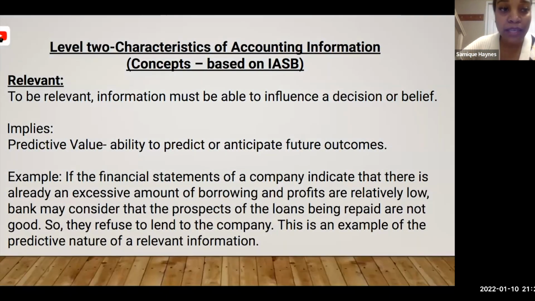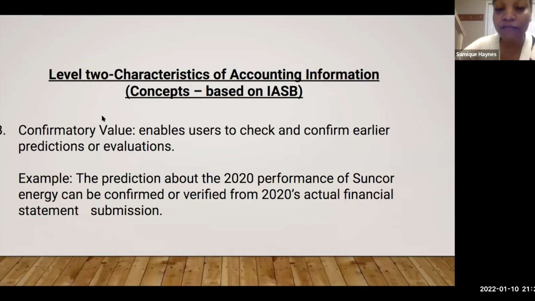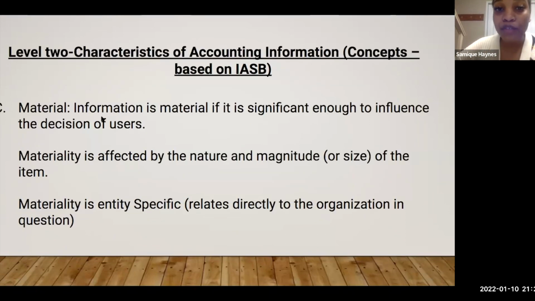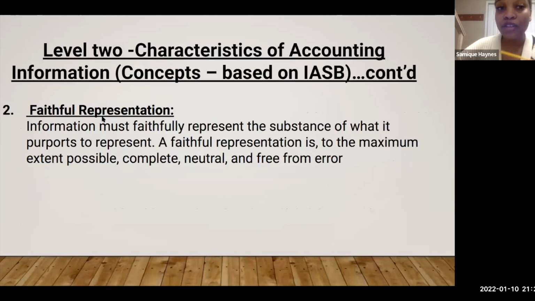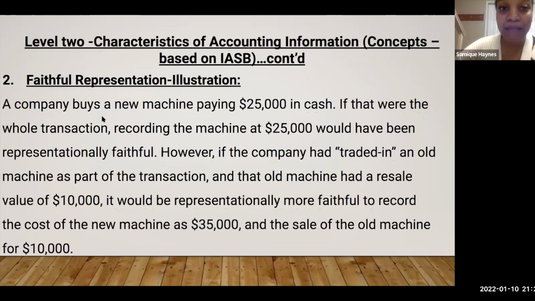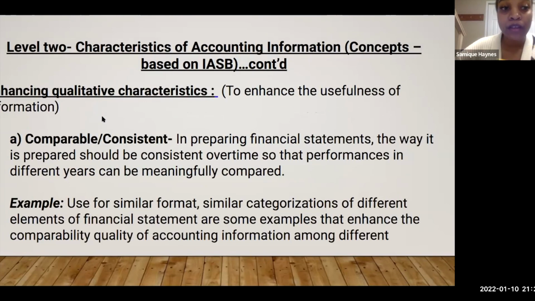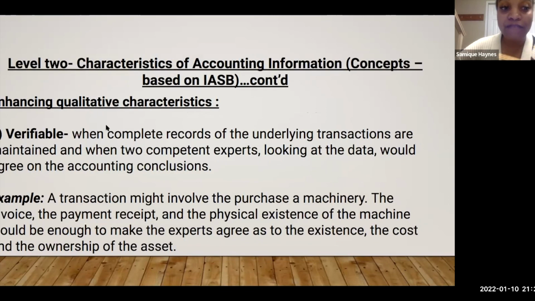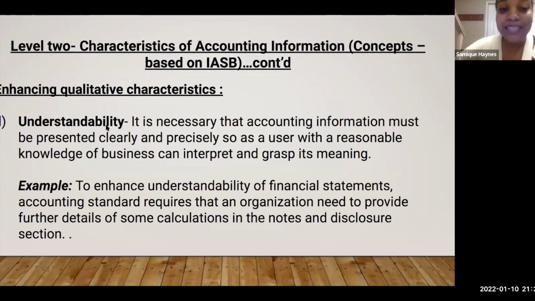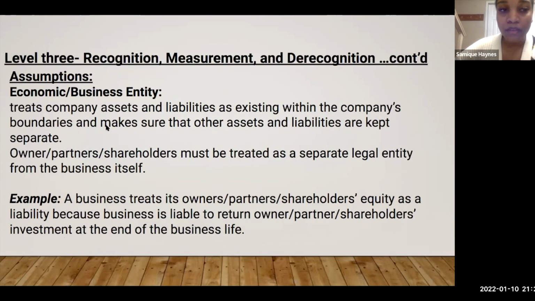Now I've included them here. There's a few slides of them. We talk about accounting information needing to be relevant. It needs to have predictive value and it has to have confirmatory value. There are also examples for each one of these. Accounting information needs to be material. What does that mean? It should be faithfully represented. What does that mean? And examples to go with it. Accounting information must be comparable or consistent, verifiable, timely. Understandable, you must be able to understand the information as well.